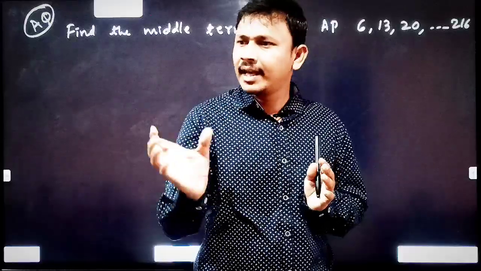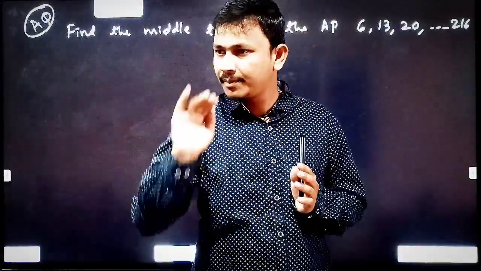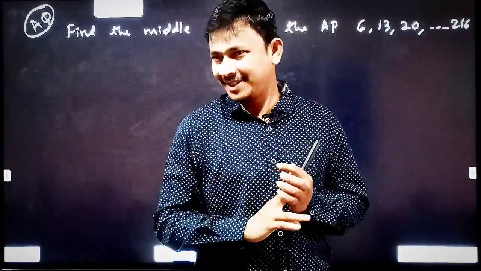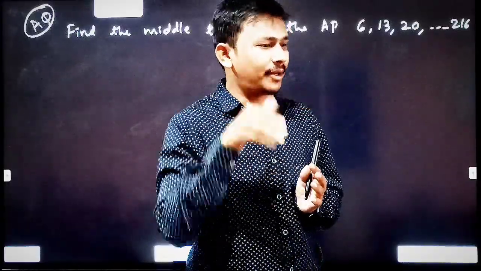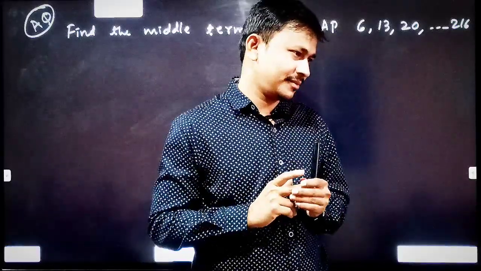After that, if n is even number, n by 2 is the middle number. Correct? If n is even number, the middle term is n by 2.